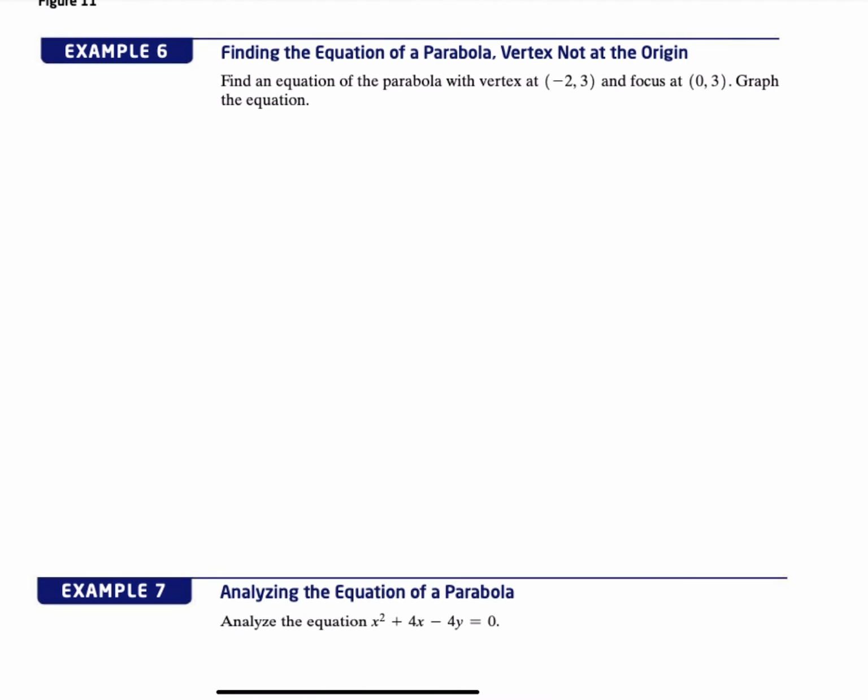So they want us to find an equation of a parabola with this given vertex. This time the vertex is at negative 2, 3. And the focus point is at 0, 3.